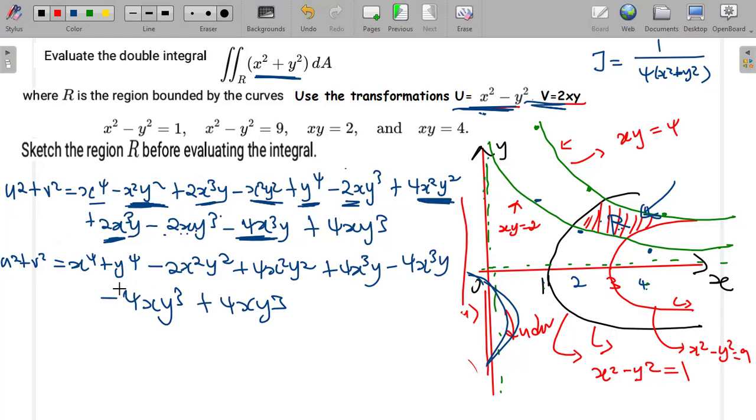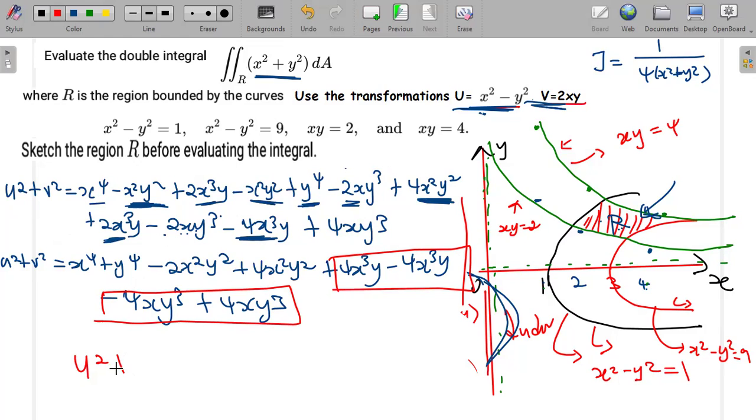So what do we notice? We see that these ones here cancel out. Even these ones here cancel out, okay? And then these ones, we can subtract them because they are both y squared, x squared. So it means my u squared plus v squared is actually equal to x to the power 4 plus y to the power 4, and then plus 2x squared y squared. Okay, so that's what we get there as our u squared plus v squared.